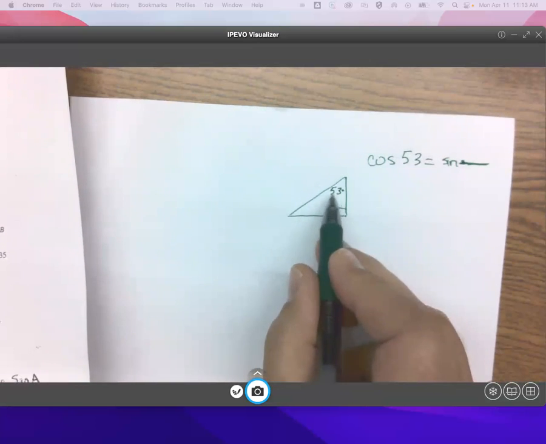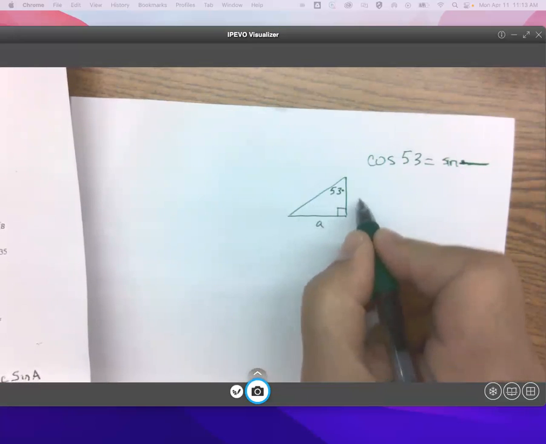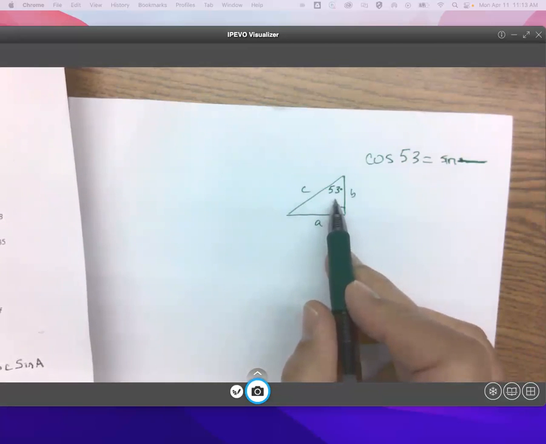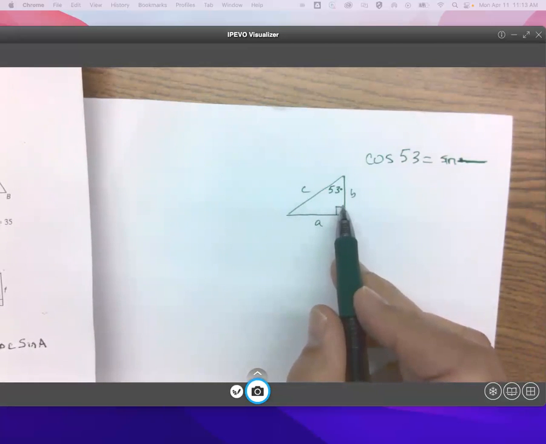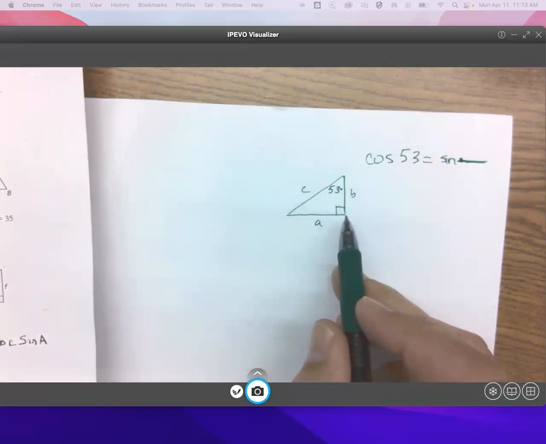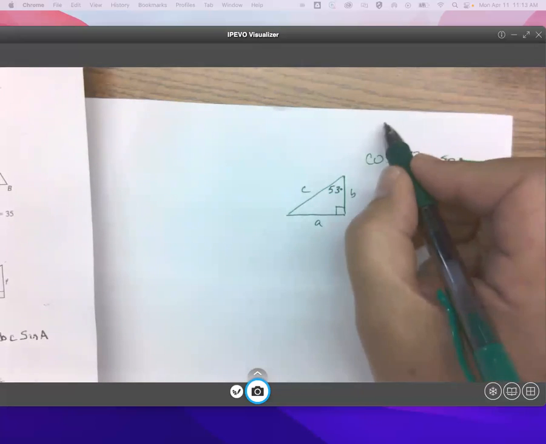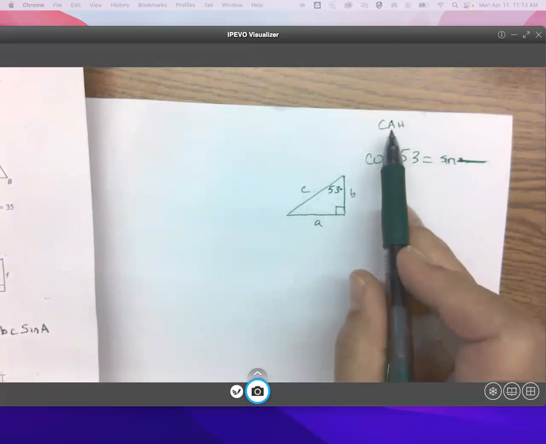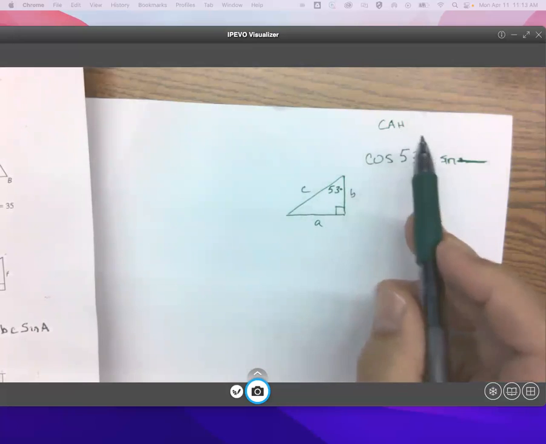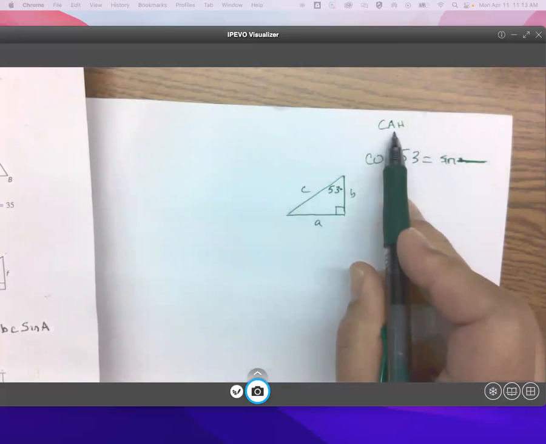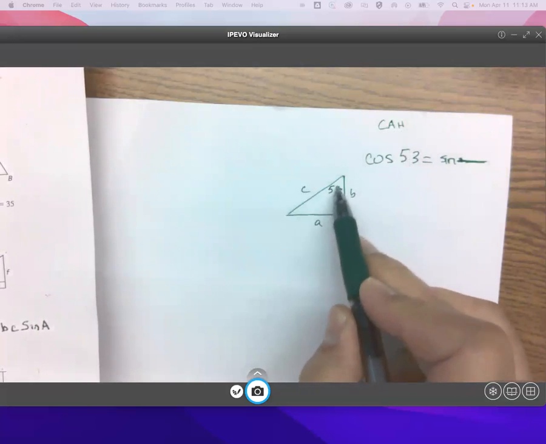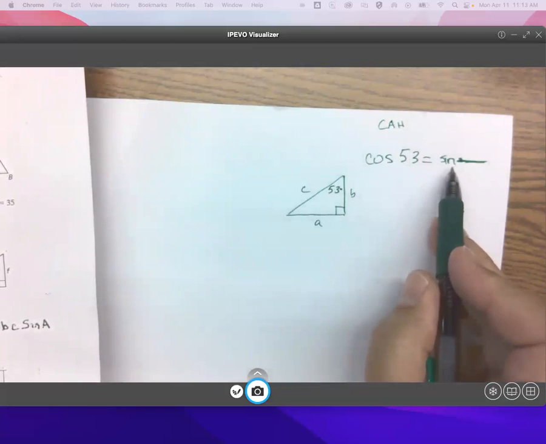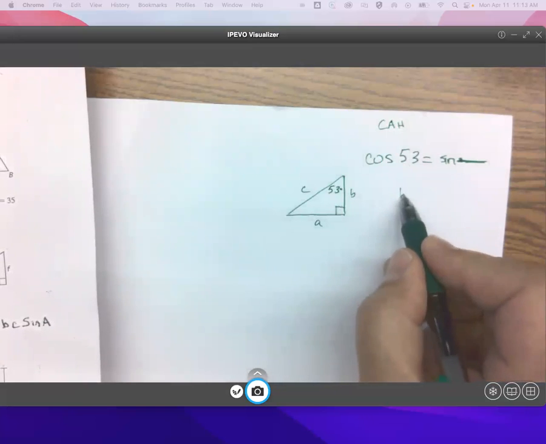So if this is 53, let's call the sides A, B, and C. The sine of 53 is what over what? It'd be B over C, right? It's the adjacent over the hypotenuse. So the cosine of this would be B over C. What we're asking about is the sine of what angle would be that same B over C.